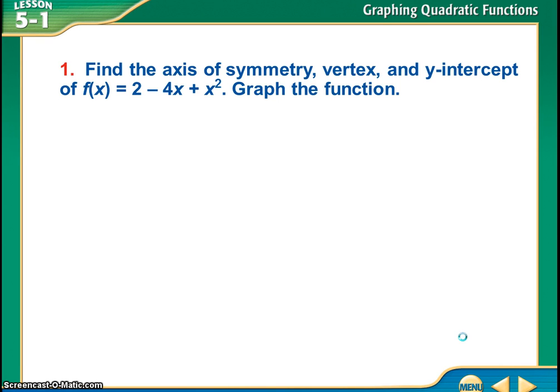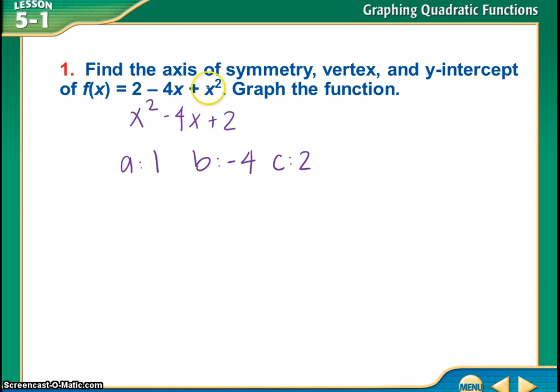For our first example, we're going to find the axis of symmetry, the vertex, and the y-intercept of f of x equals 2 minus 4x plus x squared. Then we're going to graph the function. First we have to look at this. This is in standard form, we just need to reorder it. We'll put our x squared first, minus 4x, plus 2. So our a is 1, our b is negative 4, and our c is 2.